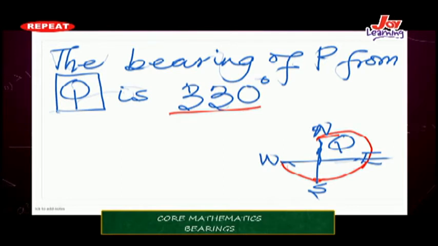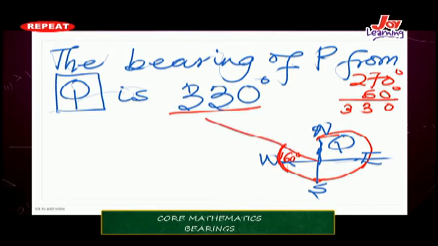But now I need an acute angle, an angle less than 90 degrees, that should be added to the 270, so that I'll get 330. Now I have 270, but I need 330. So what must be added to 270 to give me 330? I have to add 60. So that 60 should come here. And the moment the 60 comes here, where you write the acute angle, a direction will be shown. And where is it going? If it's from Q, then it is of P. So it will be going to P. So this will be P.